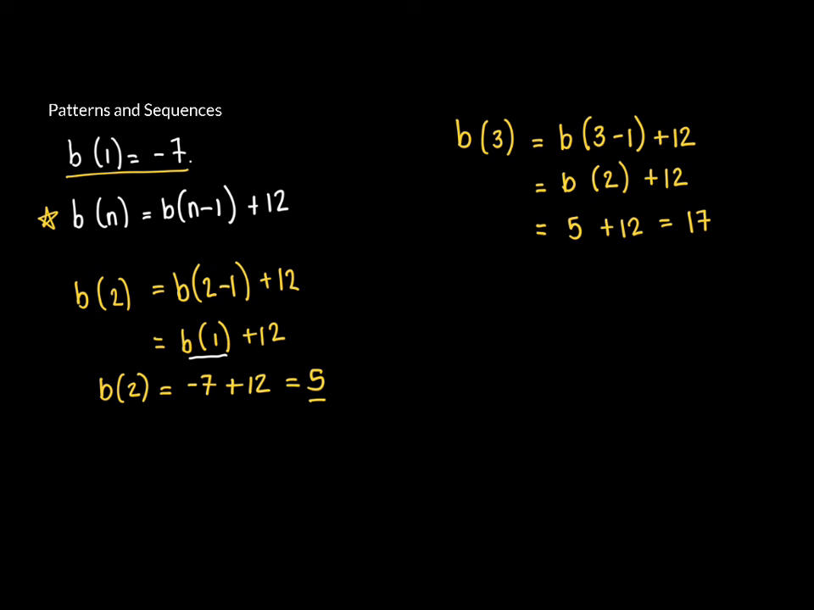So we're going to take B4, plug it in the same way we did with the others. We're going to get B in brackets 4 minus 1, plus 12. And this is then going to give us B3, which we just calculated, plus 12. And we now know that B3 is actually equal to 17, plus 12. And this gives us 17 plus 12, that's 29.